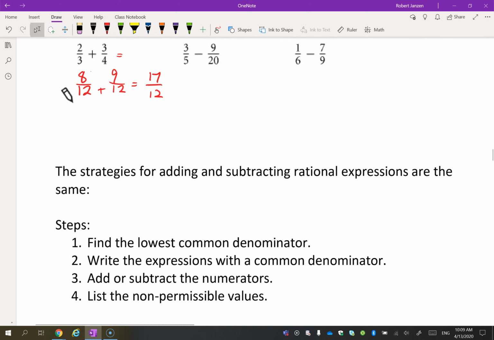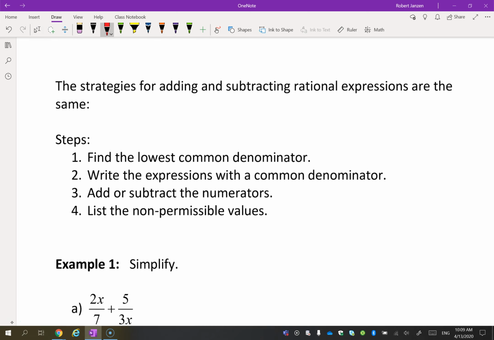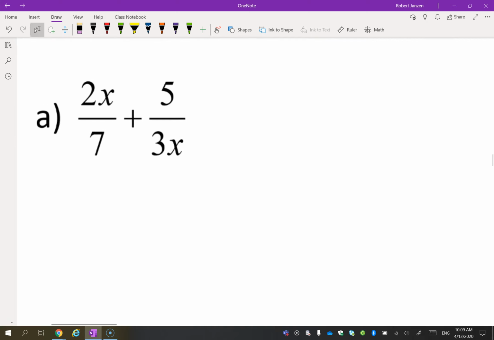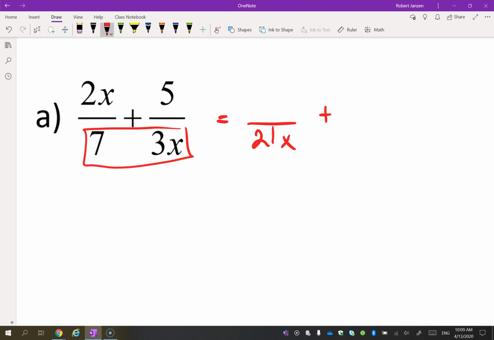Okay, so let's try a few questions. We're going to find the lowest common denominator. That's key. Then we're going to write the expressions, then we're going to add or subtract, and we're going to list non-permissible values. So let's take a look at this fraction. What would be the least common denominator for 7 and 3x? Well, if we want a factor that both of these go into, you're going to need to have 21x. So that would be our common denominator.